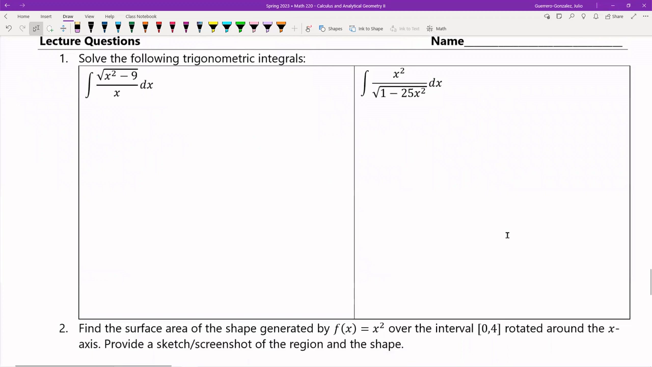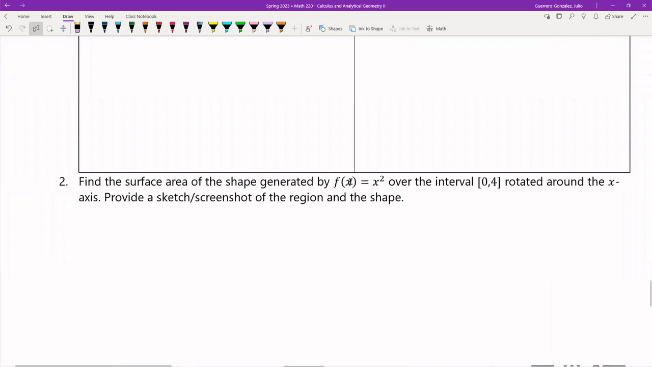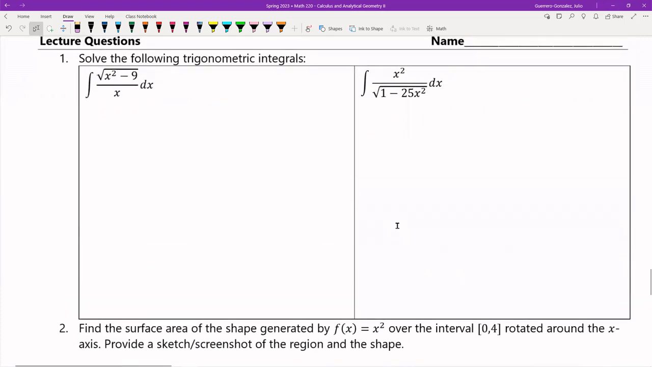So now that we are learning these techniques, you guys are going to be able to do much more varied integrals that have to deal with the previous section. So for example, find the surface area of the shape generated by f of x equals x squared. We weren't able to do this before, but now we are. The reason why is because we needed trig identities to be able to do it. So go ahead, try these out.